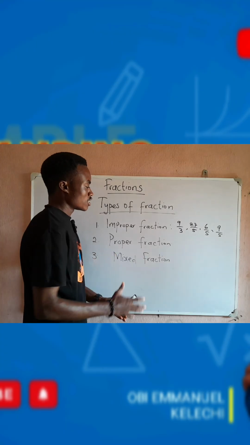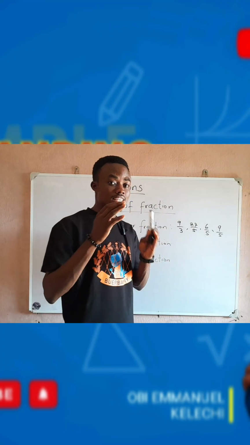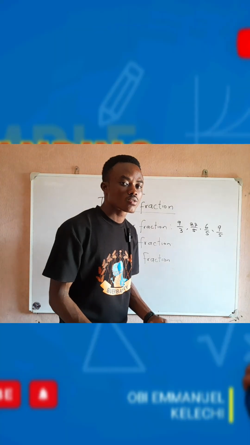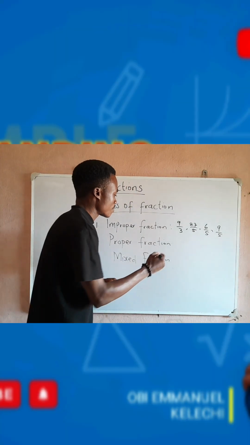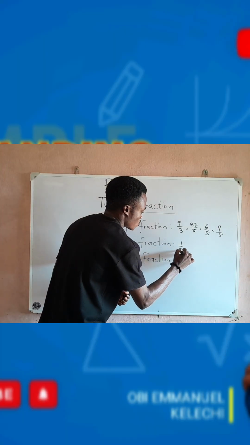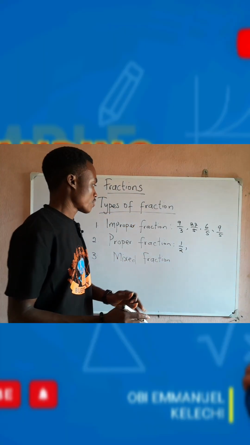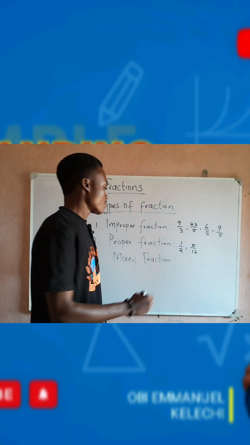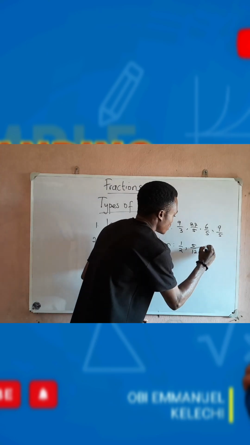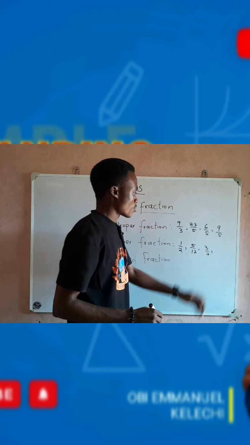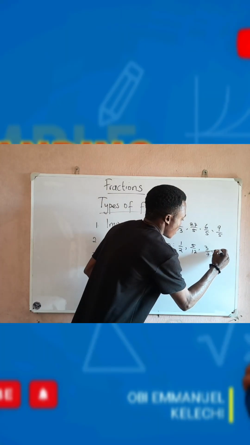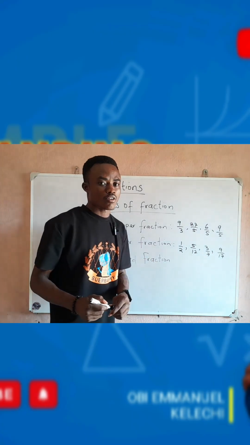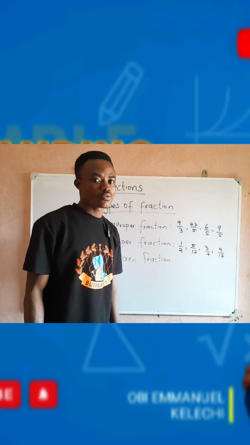Then a proper fraction is when the numerator is smaller than the denominator. So the number down is bigger than the number up. Example, we have something like 1/2. 1/2 is a proper fraction. We also have 5/12. This is a proper fraction. We also have 3/7. This is a proper fraction. We also have 9/17. This is a proper fraction. So you could still give more examples.